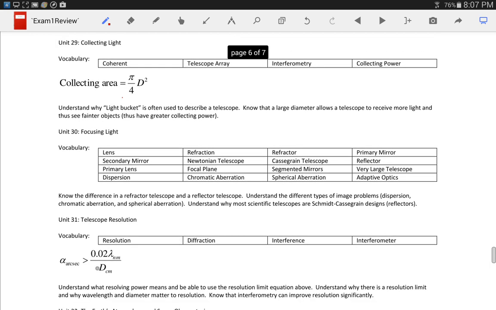Now with the telescopes, the actual resolution is given by this equation. Remember I said bigger is better. D is the diameter, once again, of your telescope. Alpha is the smallest angle that you can resolve, the smallest detail you can see.